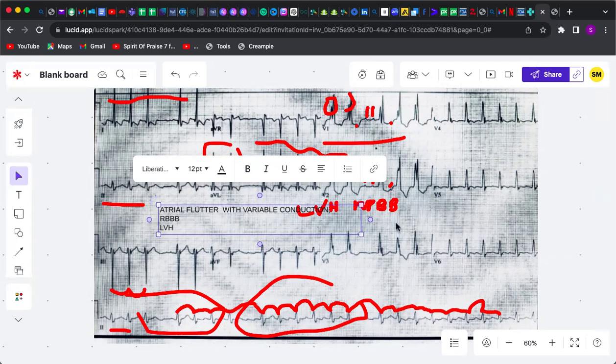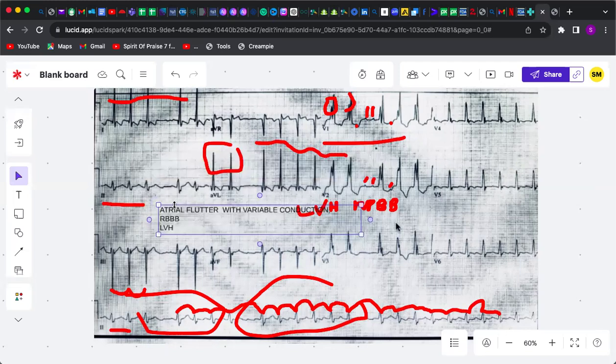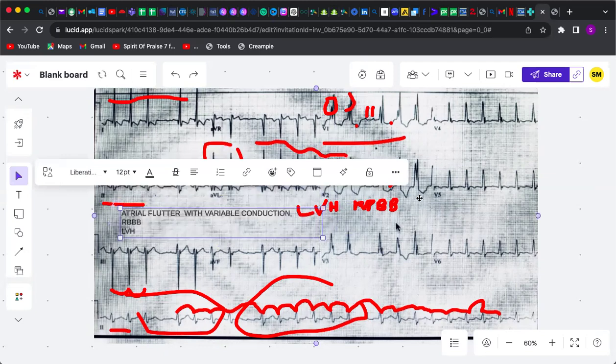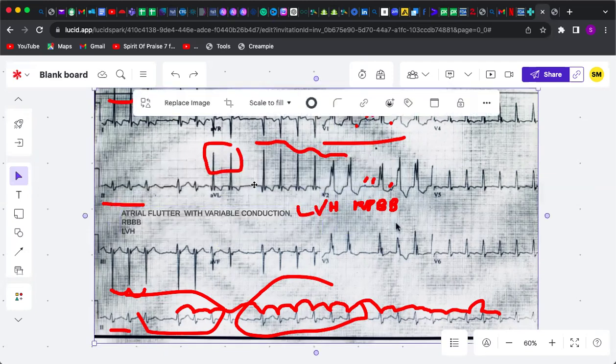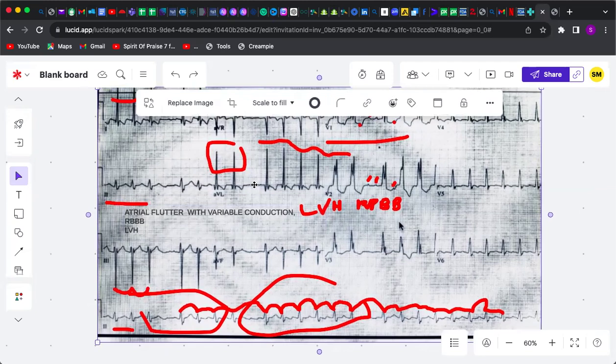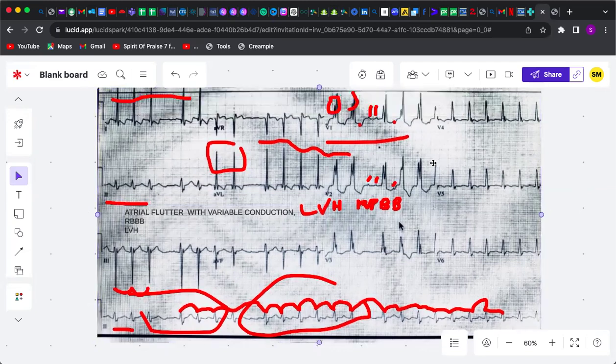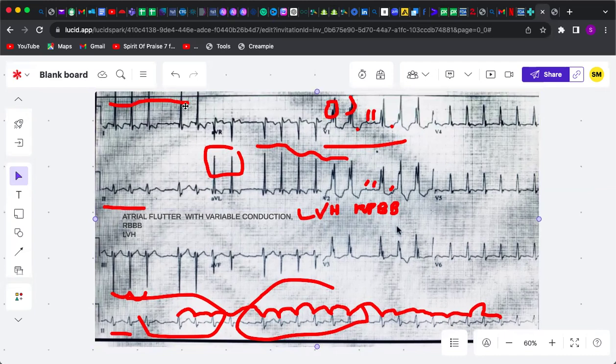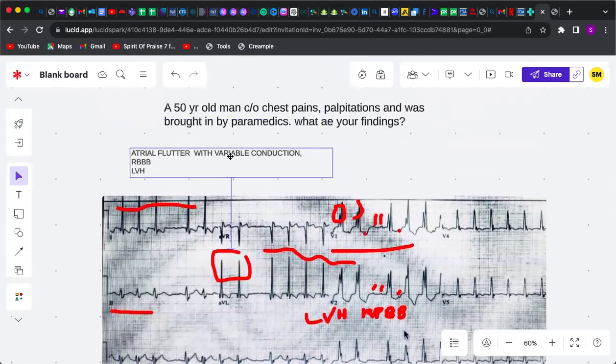So whenever you want to pick up flutters, don't forget to look at your V1s, right? Look at your V1s, and then you'll be good to go. So this was atrial flutter, easy to pick up, right? Then the left ventricular hypertrophy, then the RBBB with the rabbit ears, okay? That was that. So this was supposed to be the diagnosis here.